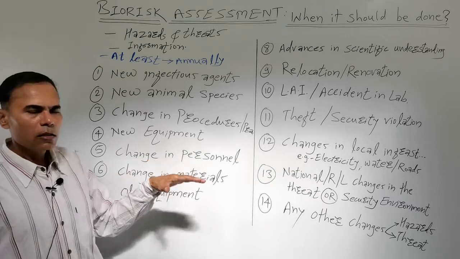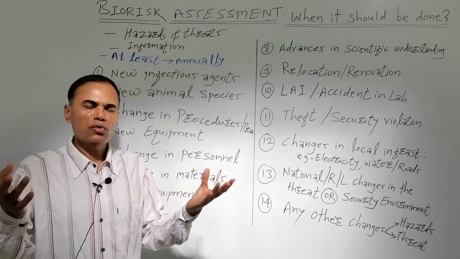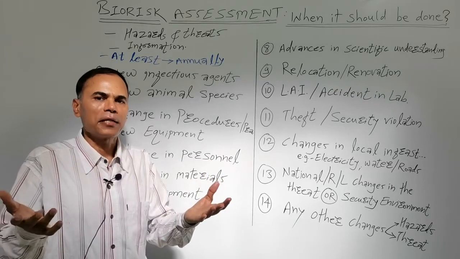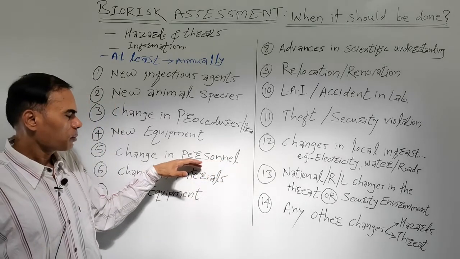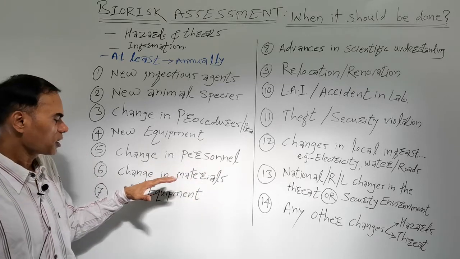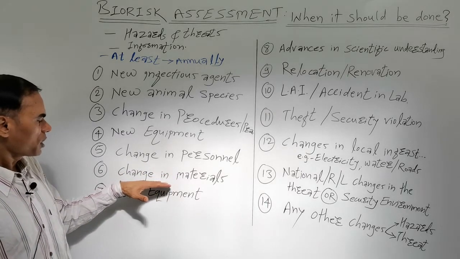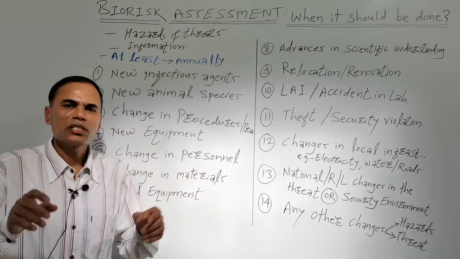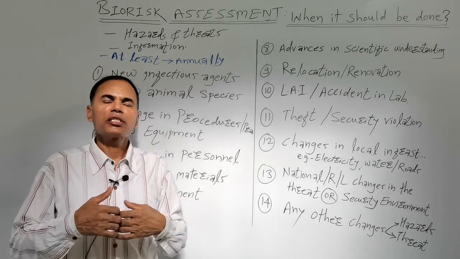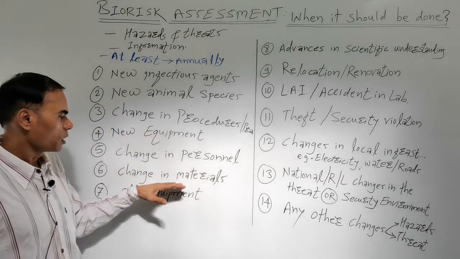Then change in personnel. This one is important, because from time to time students will come from other institutions, or trainees will come as industrial trainees or summer trainees. During that time these people are not well trained, so you have to make sure that the risk assessment is done properly and the situation is handled properly. Then another scenario is a change in materials. For example, you are changing the brand of PPE, personal protective equipment, or maybe changing the micropipettes. In that case also you have to do the risk assessment.